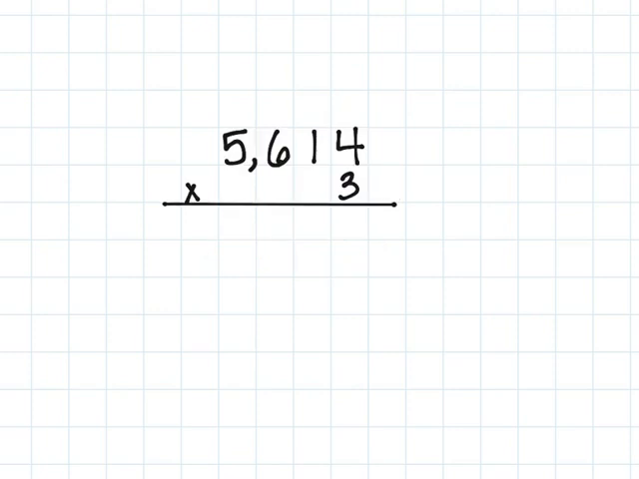Let's try another one. This is an example of a 4-digit by 1-digit multiplication problem. We have 5,614 times 3. So 3 is our go digit that we are multiplying with. First, 3 is going to be multiplied by the 4 in the ones place. 3 times 4 is 12, which I'm going to regroup by writing the 2 down low and the 1 up high. Next, I'm going to multiply 3 times 1. 3 times 1 is 3, plus my 1 up top gives me 4.